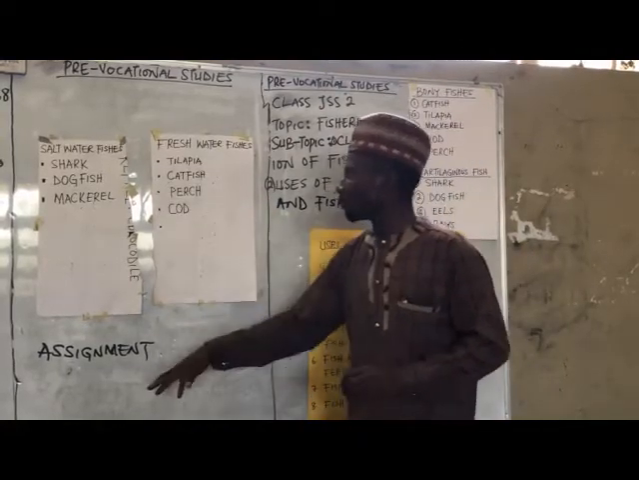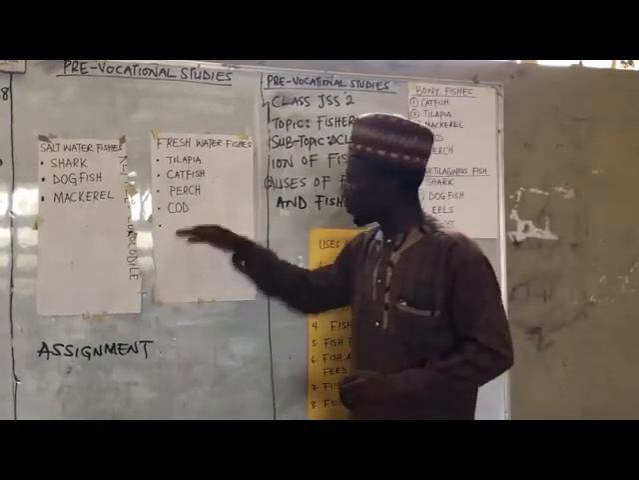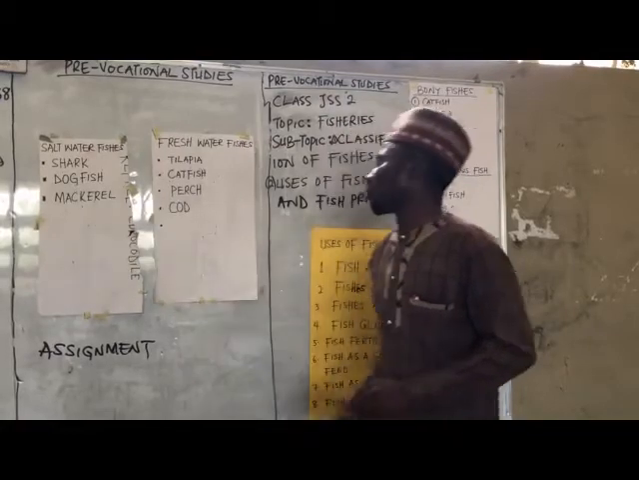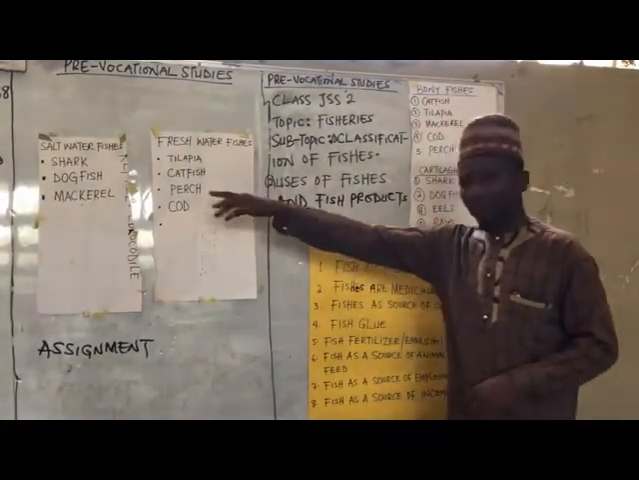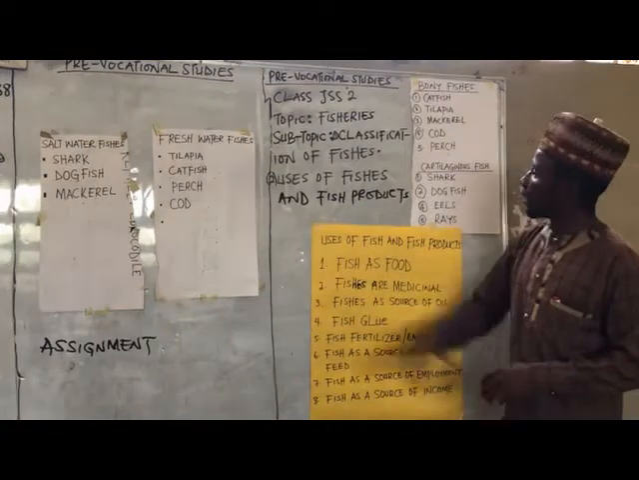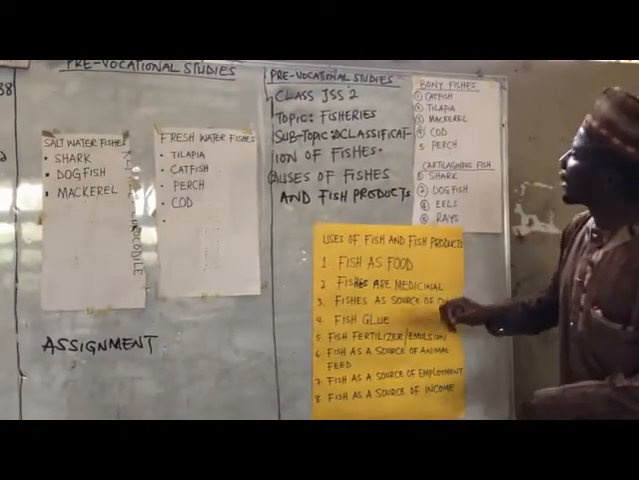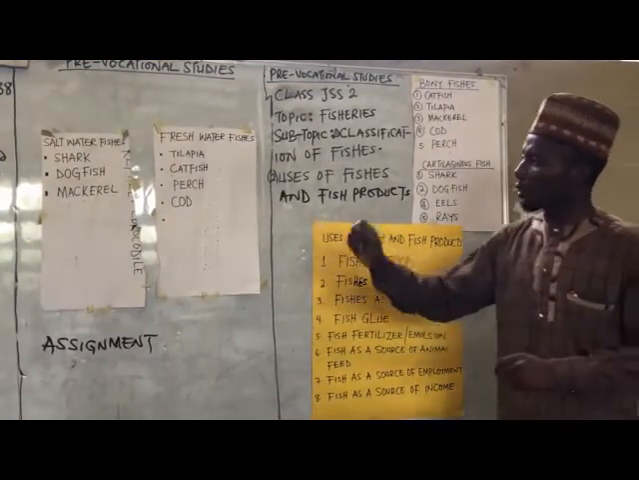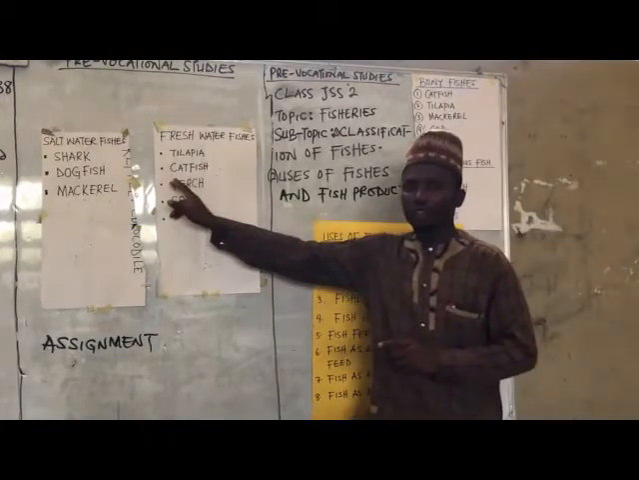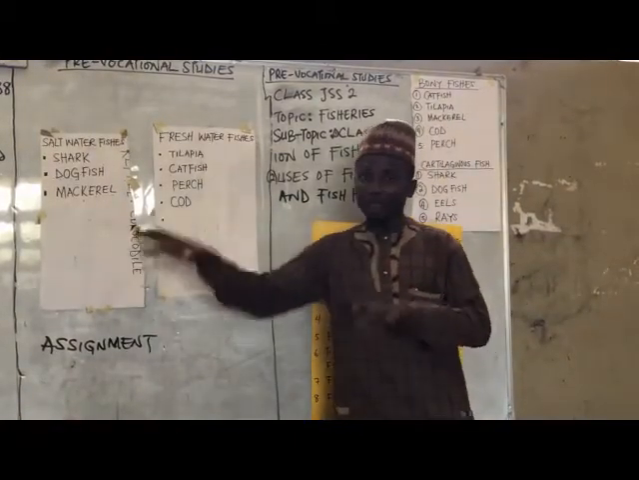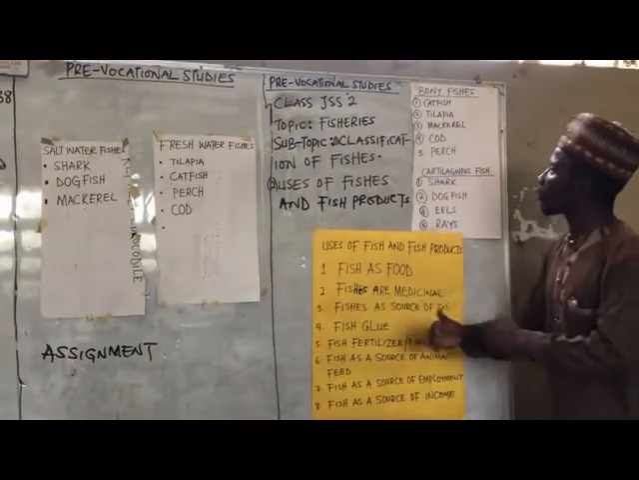We have many of them, both freshwater fishes and saltwater fishes. So I'm going to give you an assignment on this when we end this class. We are done with classification based on habitat, where they live. So let's now look at classification based on morphology.